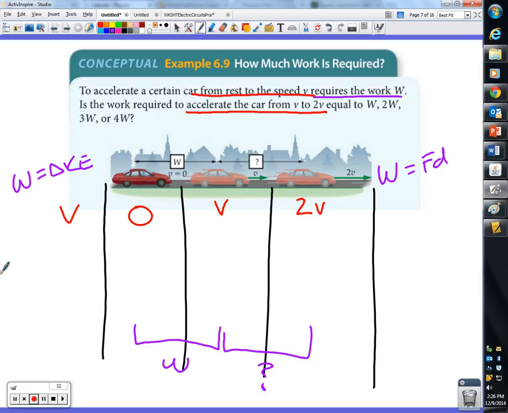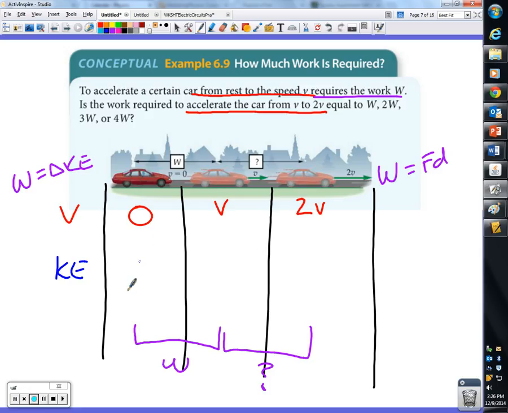According to either of those equations, is there a relationship between work and velocity? Does velocity show up in either one of those equations? It doesn't. But there is something that we can use as an intermediary taking us from velocity to work. And that thing that we can use is kinetic energy. Because kinetic energy depends on velocity, but kinetic energy is also changed when work is done.